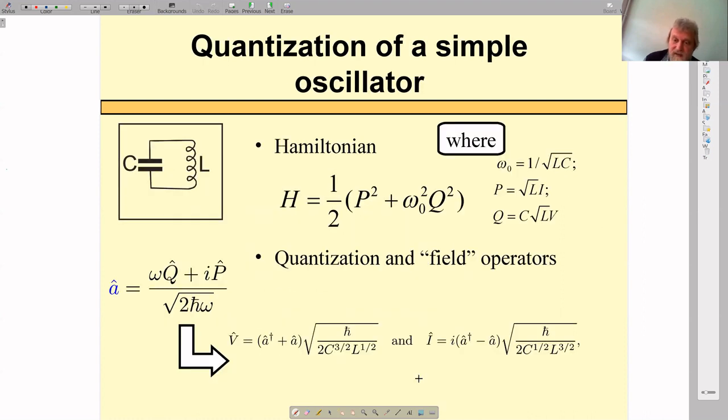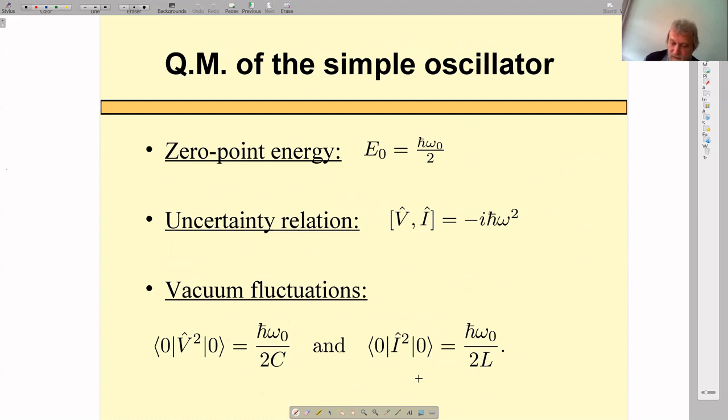I also have a simple calculation for an individual oscillator, but I don't want to talk about this now. It's very transparent. It's yet another application of general formulas.